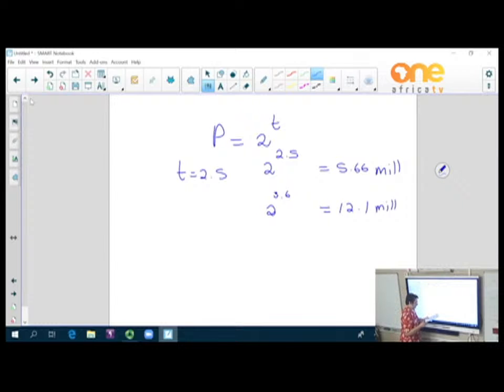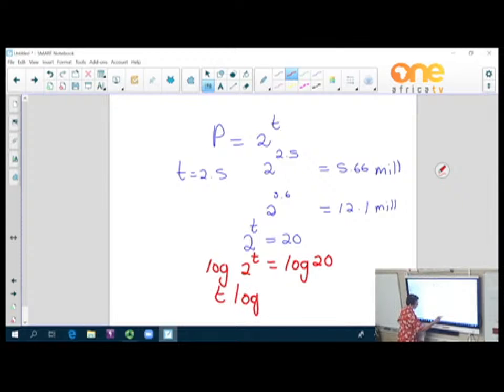Now, sometimes they ask you when will it be 20 million? So now we say 2 to the power of t is equal to 20. After how many days will the population be 20 million? So this we're going to solve with logs again. So what did we do? We said we log both sides. So it's log 2 to the power of t is equal to log 20. You can see we're using that same method. Bring down the power.